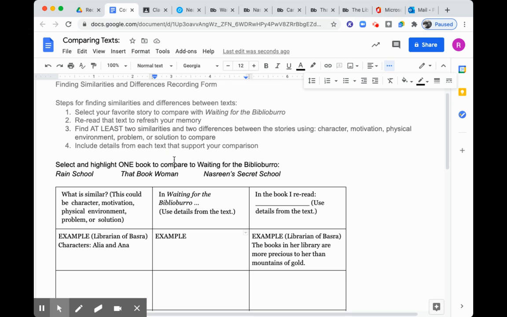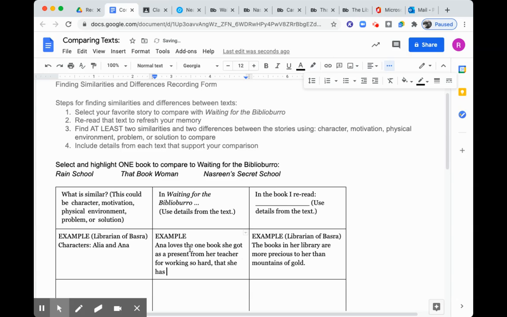So, I'm going to put that in my own words. Anna loves the one book she got as a present from her teacher for working so hard that she has memorized it from reading it so many times. Okay, so there I have an example of how the characters are the same in Waiting for the Biblioburro and in The Librarian of Basra. All right, so that's one example.